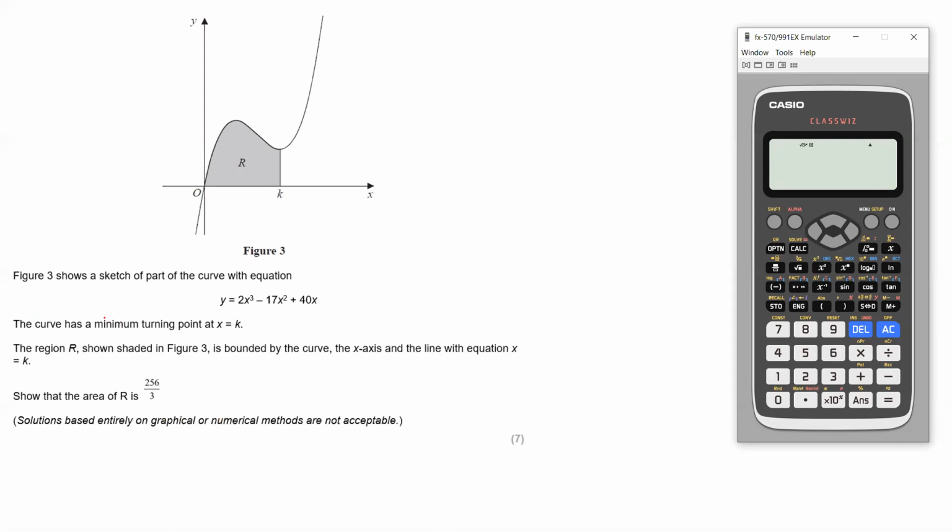First thing that stands out to me is this minimum point being k. So x equals k for this minimum point. A minimum point occurs when dy by dx equals 0. So that's the first thing I'm going to show here. So y dash is equal to 6x squared minus 34x plus 40. Where does that equal 0?